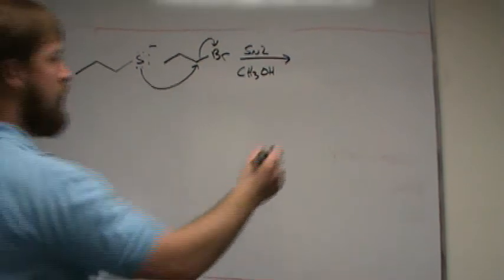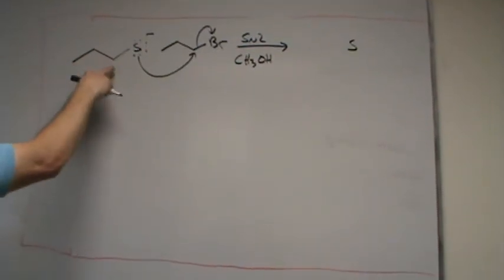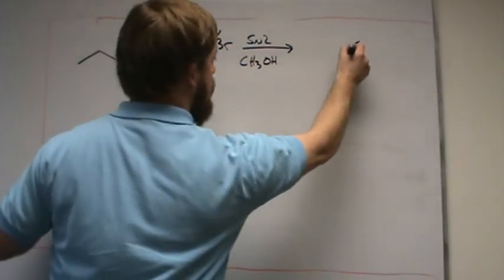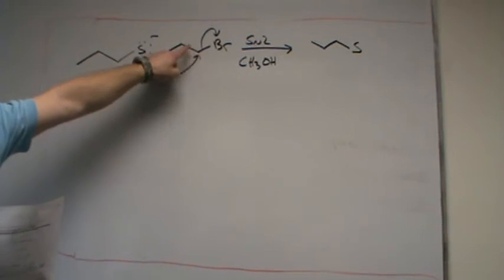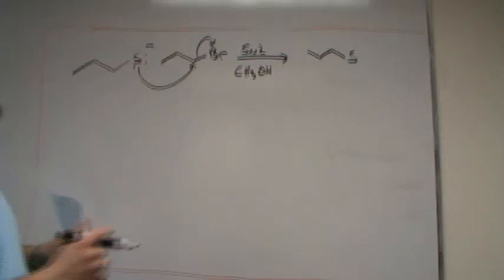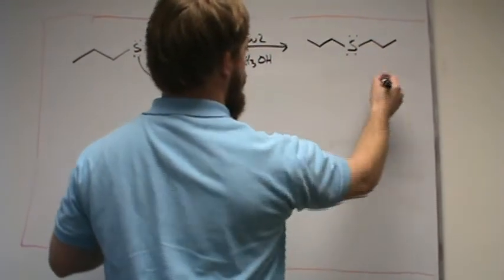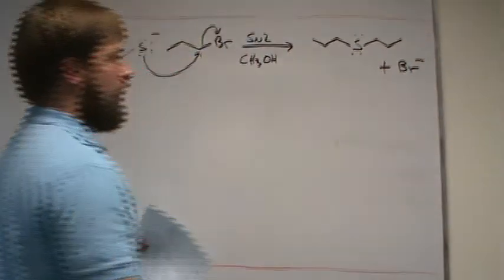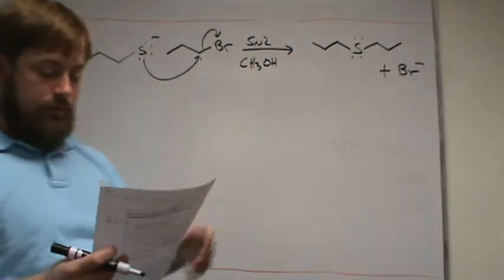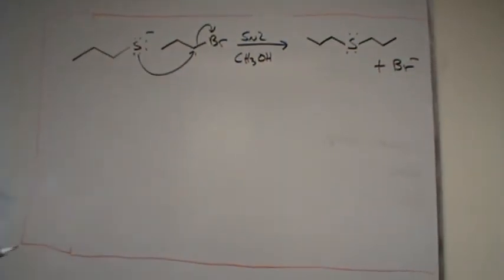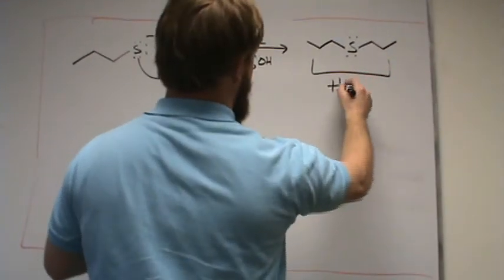So if we write the product, we can start with sulfur. It had 1, 2, 3 carbons on it in the nucleophile. That didn't change. It formed a new bond with this carbon, and there's 2 more carbons, part of that change. So add 3 carbons. You're done. You can say plus Br minus. So the thiolate reacted to form a thioether. This is an example of a sulfide or a thioether.